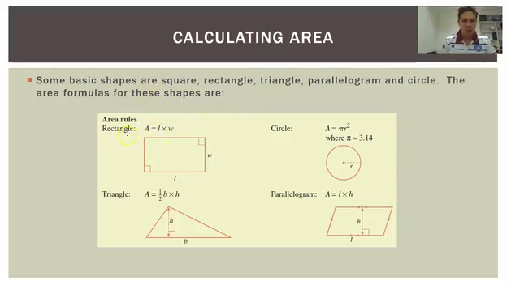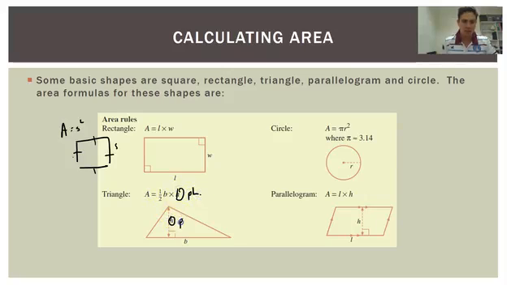So we've got our rectangle here, which is length times width. It also doubles up for our square, which has a side length, so the area is equal to the side squared. We've got our circle, which is pi r squared. Our triangle, which is a half times my base, times the perpendicular height, ph.